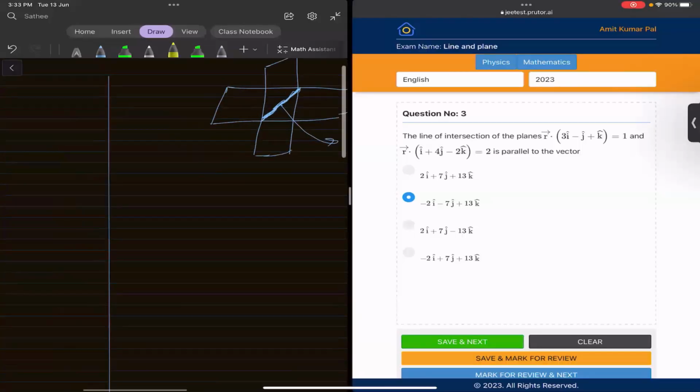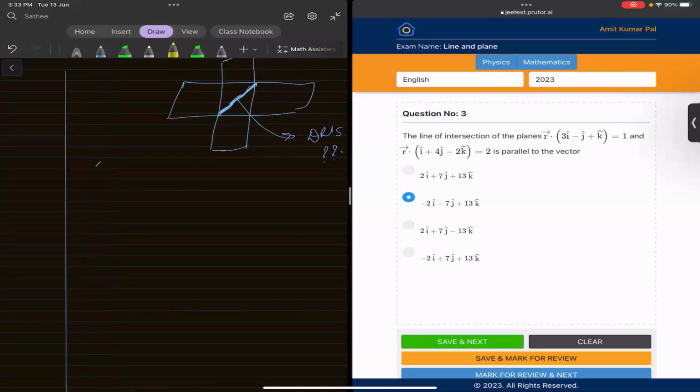Let's suppose the DRs are a, b and c. You know the DRs of the planes. Let p1 be the first plane and p2 the second plane. You know how to find the DRs of a plane from its equation: the normal vector itself is the DRs of the plane. So the DRs of p1 are 3, 1, minus 1, and the DRs of p2 are 1, 4 and minus 2.